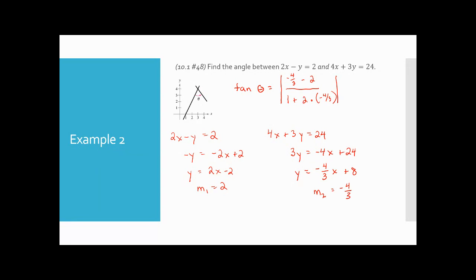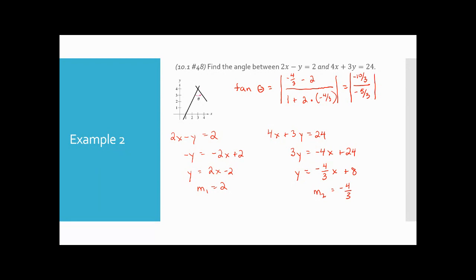Now I am going to use my calculator to simplify this in an easier way, because my calculator does fractions. So I'm going to take advantage of that fact so that I can simplify these fractions. I have negative 4/3 minus 2, which gives me negative 10/3. And then I have 1 plus 2 times negative 4/3, and that gives me negative 5/3.